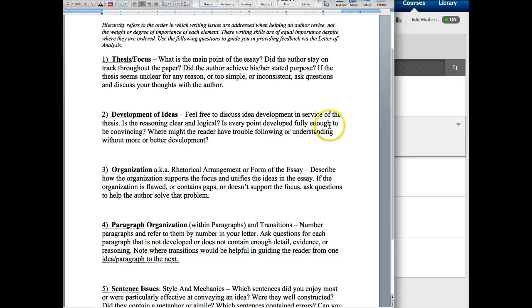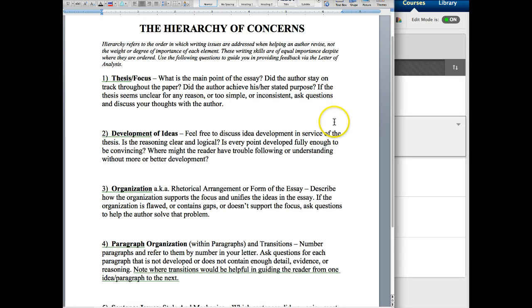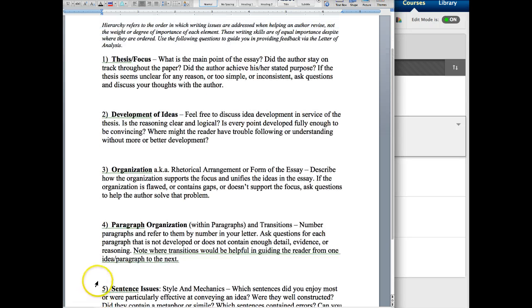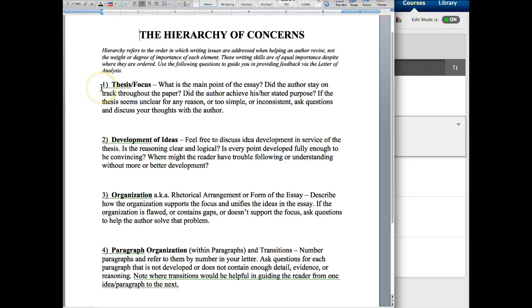But basically, there are 5 writing elements that the hierarchy of concerns addresses. And even though these are of equal importance in any piece of writing, this guides us from broadest to most specific. So the very first thing that we attend to when we write is to make sure that there is a focus. And if the paper already has a good focus, then the next thing that we're going to look at is how well the ideas are developed within the paper and how well they support the thesis.